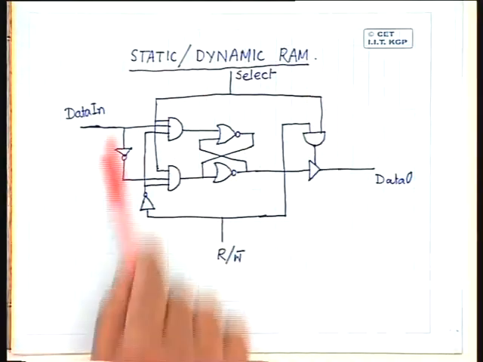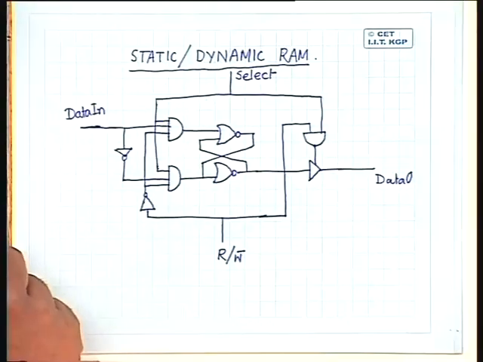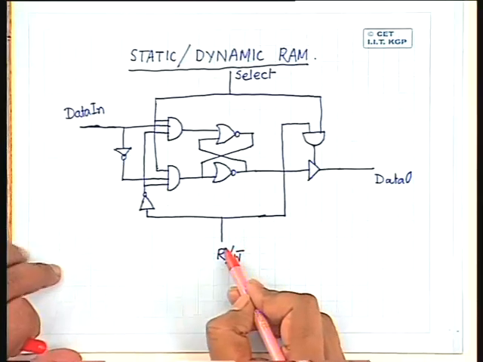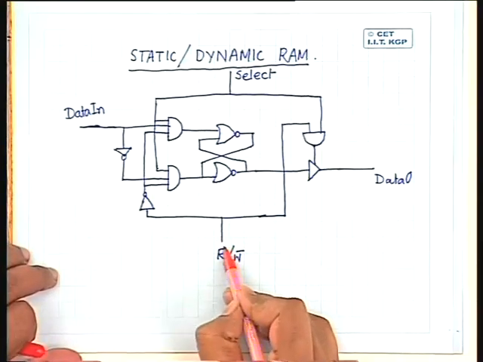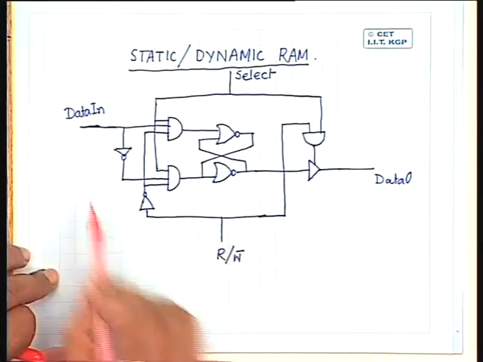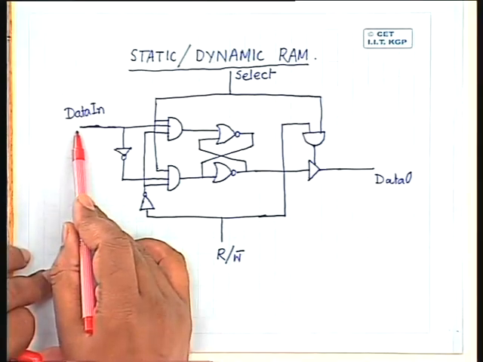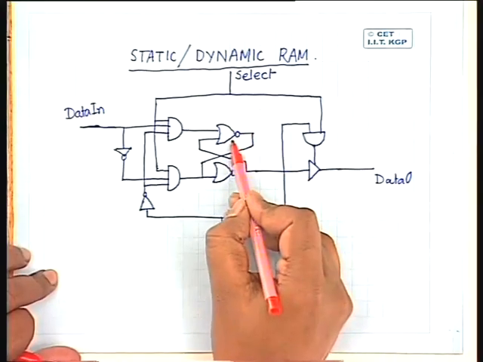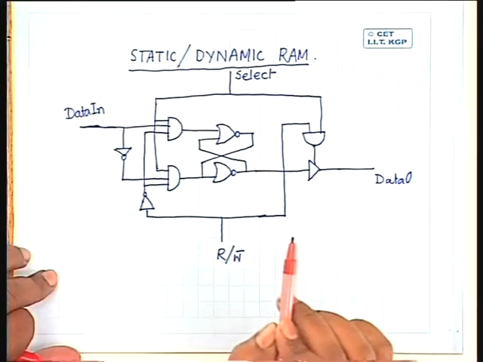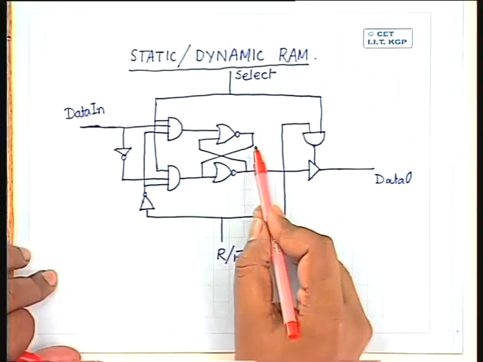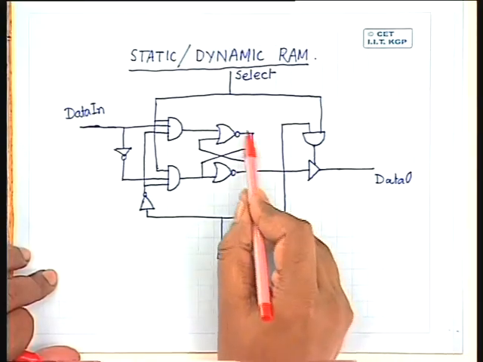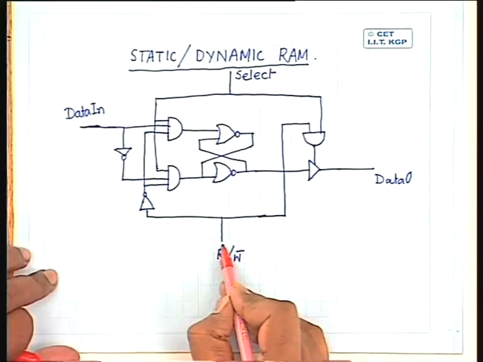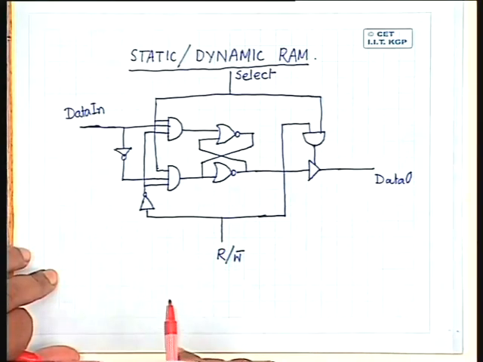So the architecture of a static RAM cell is something like this. You find that whenever the read-write signal, this input, is low, in that case whatever is available at the data in will be latched in this particular latch, and the latch consists of 2 NOR gates. Okay? If you want to read anything from this memory cell, the read-write bar signal has to be high.